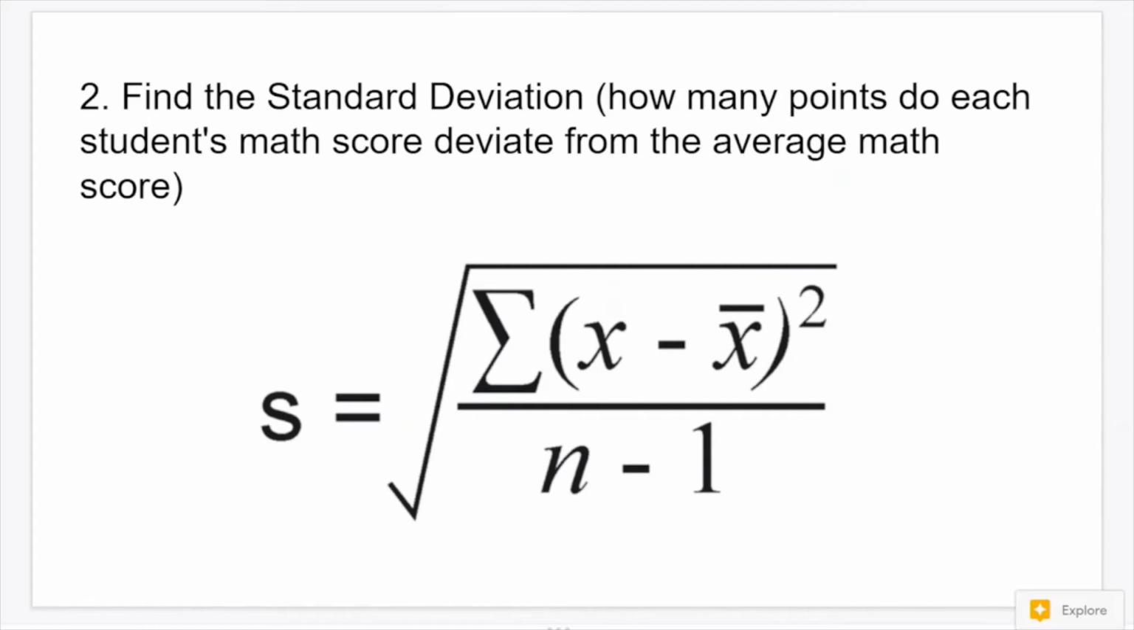The next thing you want to do is find the standard deviation. So what does this mean in context? This means basically how many points each student's math score deviates from the average math score of 77.5 points. And this is the formula for standard deviation, right? We have the square root of the sum of every x value, which in this case is our math score minus the math score average, squared. You add all the numbers, and then you divide by n minus 1.